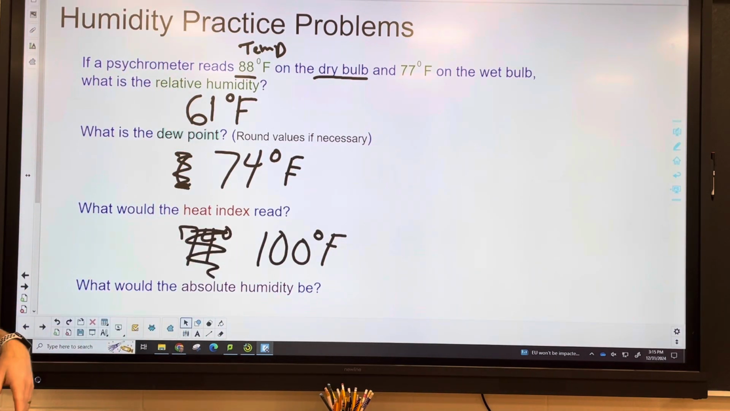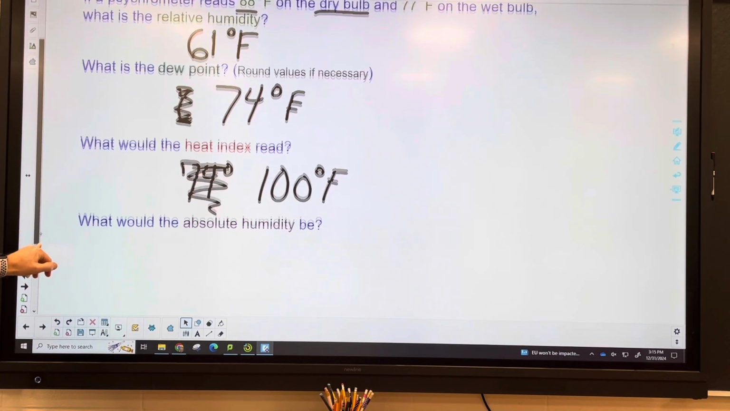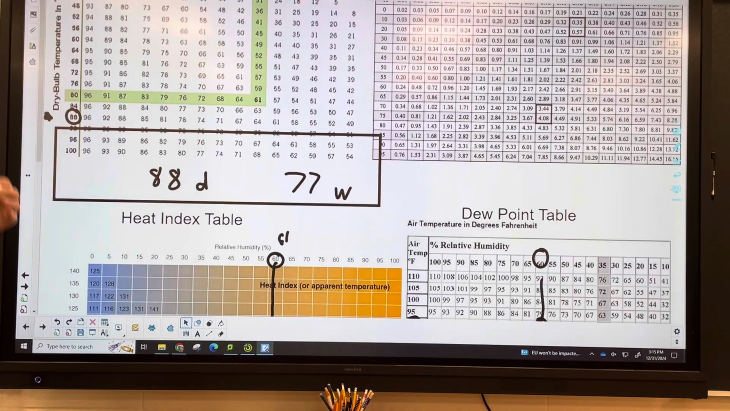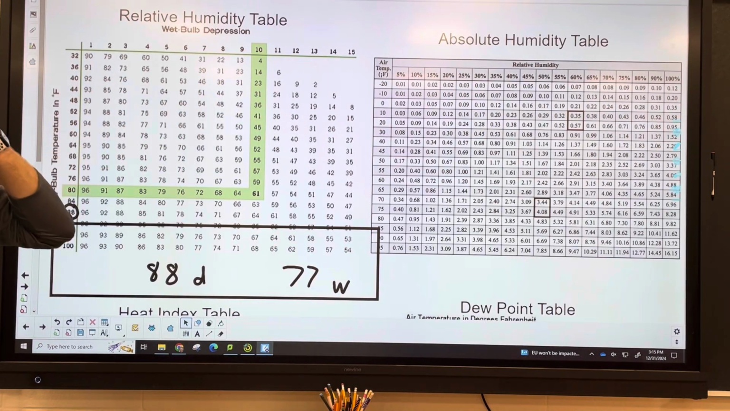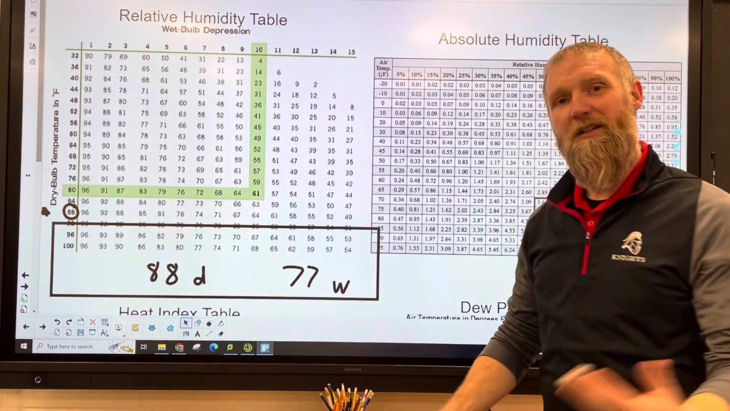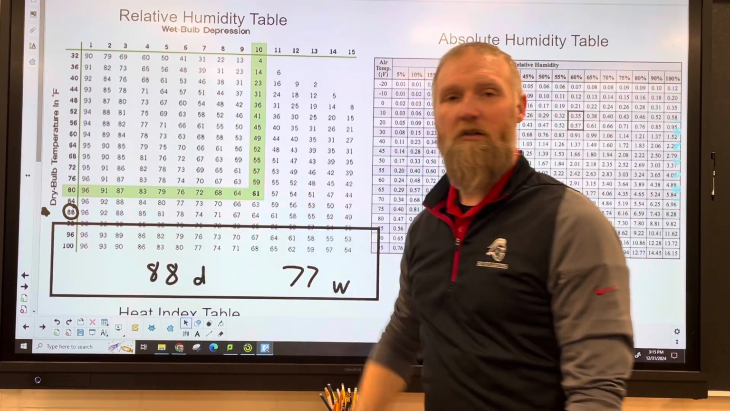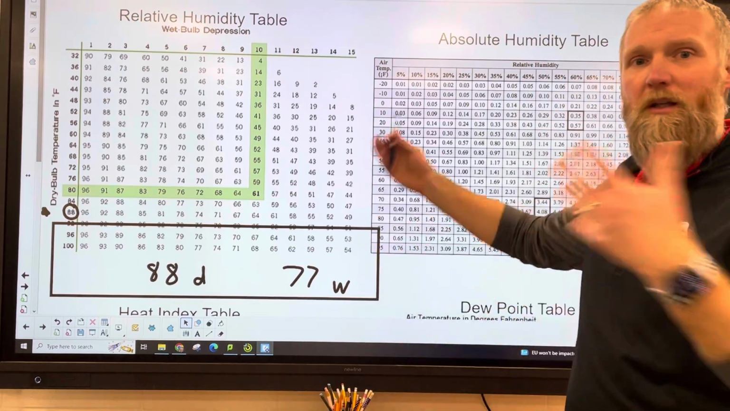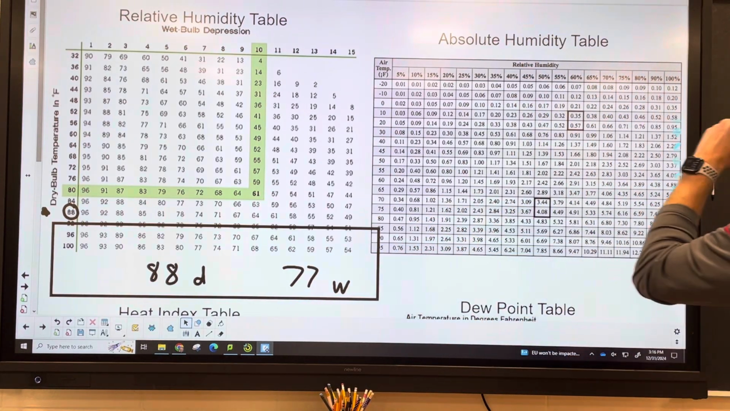Now, the last idea is absolute humidity. That's all about understanding how much water is actually in the air. Absolute humidity is this table over here. And once again, we need relative humidity and air temperature. Isn't that nice? We find it with our psychrometer, we find relative humidity, and then we can figure out so much more based off that.